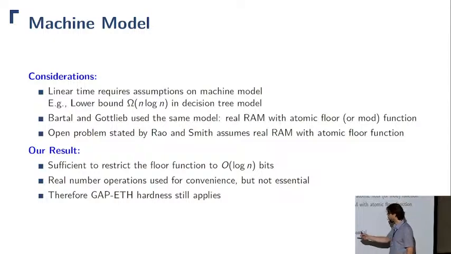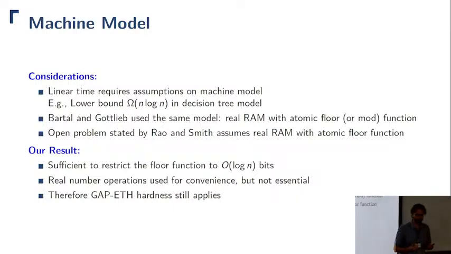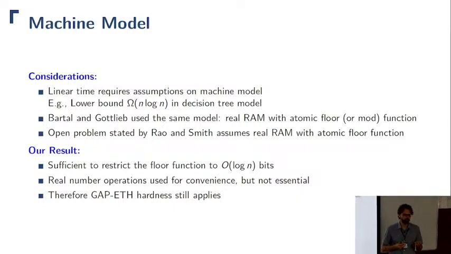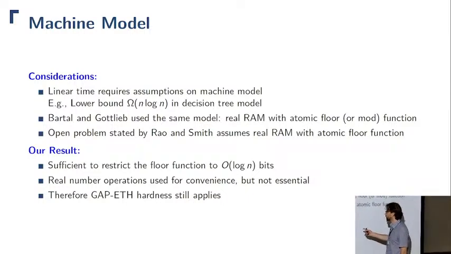And the real number operations make things convenient, because then we don't have to deal with little rounding errors. But at the end of the day, if we have a little error, that would not make a big difference. So that we have real number operations is not really essential. Why do we still need the real RAM?